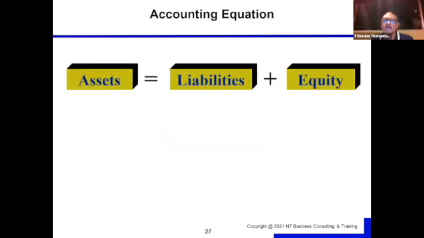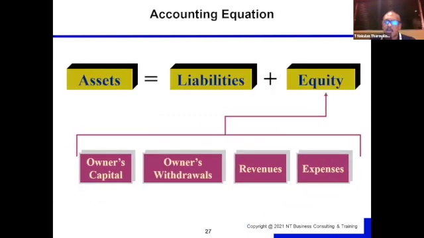Again, coming back to the equation, assets equals liability plus equity. So you have owner's capital. If you put more money into your business, owner's capital will go up. If you take out money from your business, owner's capital will come down. You see the arrow going down. This is what happens to equity.